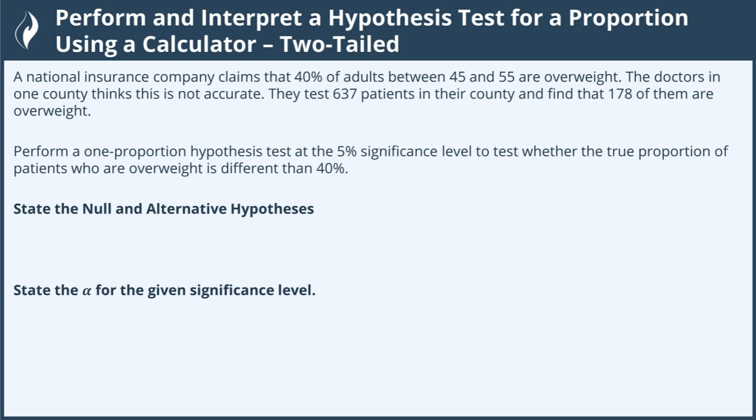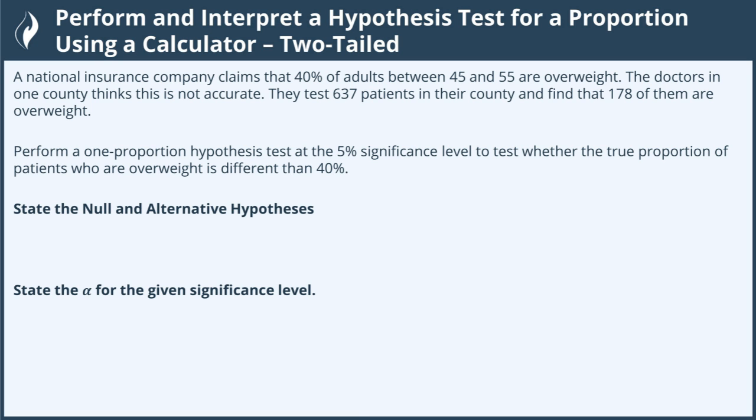We will be interpreting a hypothesis test for a proportion using a calculator. This is a two-tailed test. A national insurance company claims that 40% of adults between 45 and 55 are overweight. The doctors in one county think this is not accurate. They test 637 patients in their county and find that 178 of them are overweight.